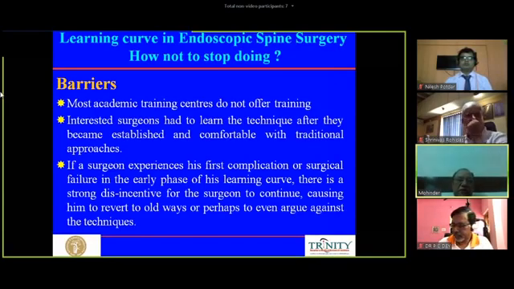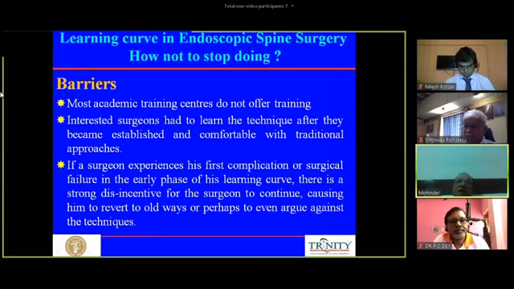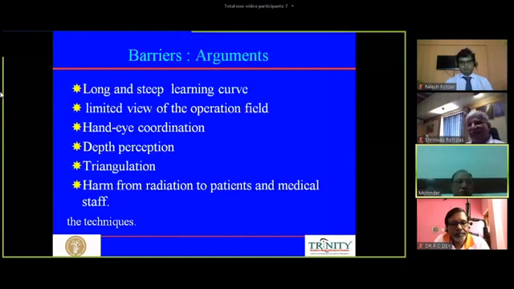And if a surgeon experiences his first complication or surgical failure in the early phase of his learning curve, there is a strong disincentive for the surgeon to continue, causing him to revert to old ways or perhaps even argue against the technique. So this is a common thing. I have come across surgeons who had burnt their hands trying endoscopic techniques. They couldn't do it. They were highly frustrated and they became negative critics. They always say that you can't see inside, vision is very, very poor, you only see soft tissues. So these are the issues which I'll be addressing in my presentation, how to address these problems and how to overcome them.